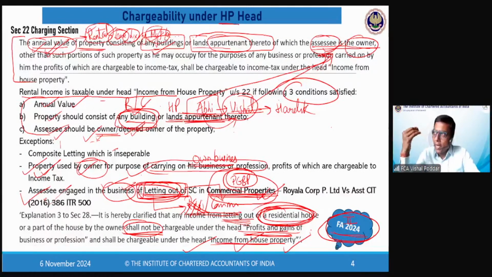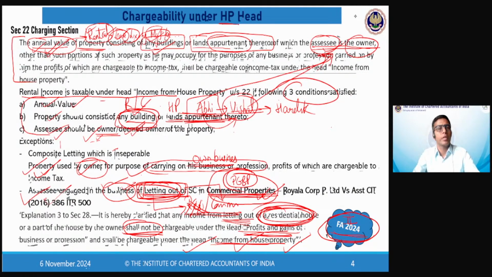But I have purchased shops, offices, godowns, and I am in the business of giving these shops, offices, godowns on rent. Giving commercial property on rent, if this is your business, it will be part of business head. So from this year, the law has made this distinction. Please be clear with this.